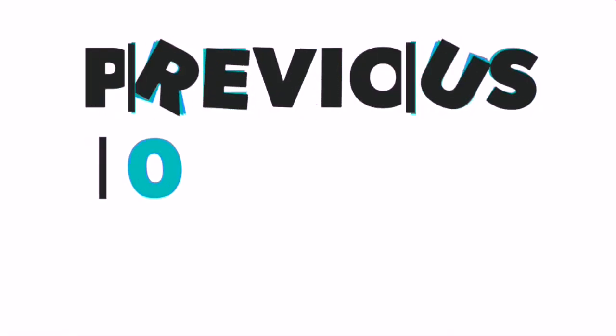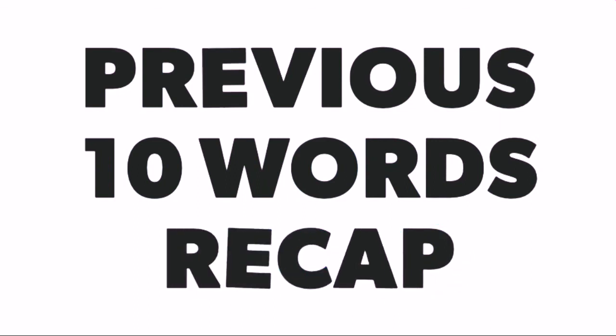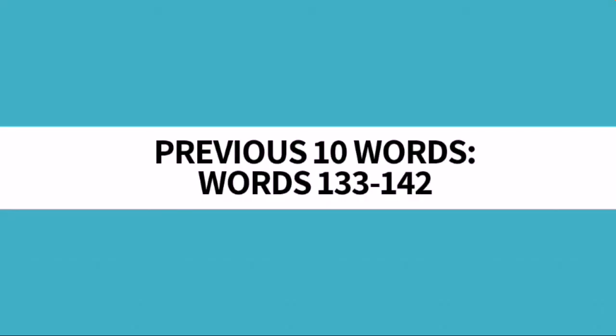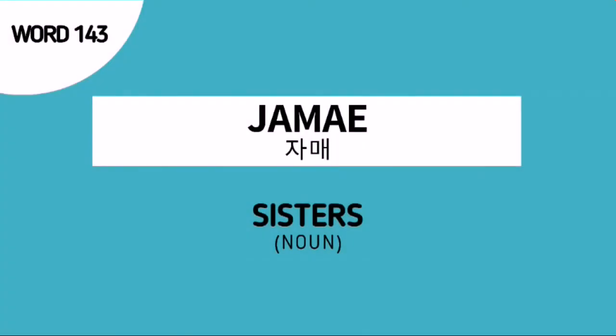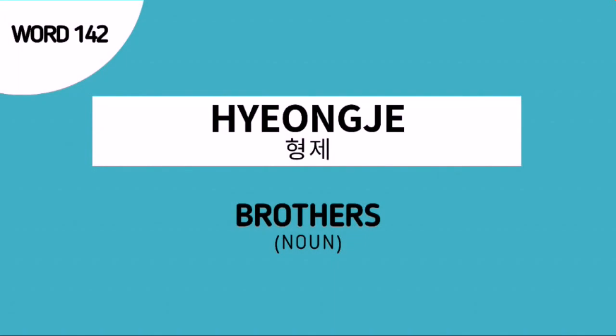Now let's proceed with the previous 10 words recap. As of now, the previous 10 words are words number 133 to 142. Don't forget our word for today, word number 143, jamae. And this is the Korean noun for sisters. Word number 142 is Youngjae. And this is the Korean noun for brothers.